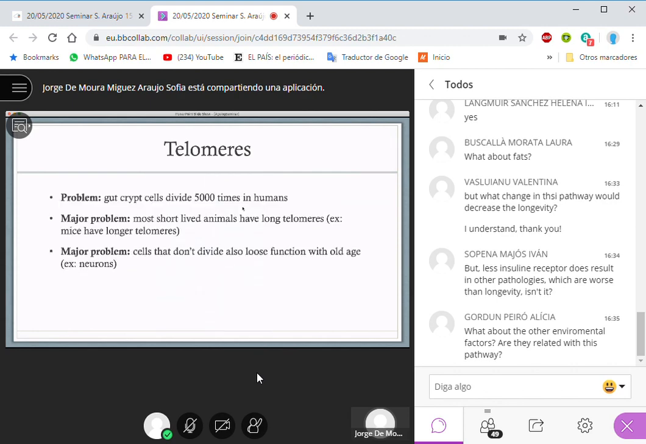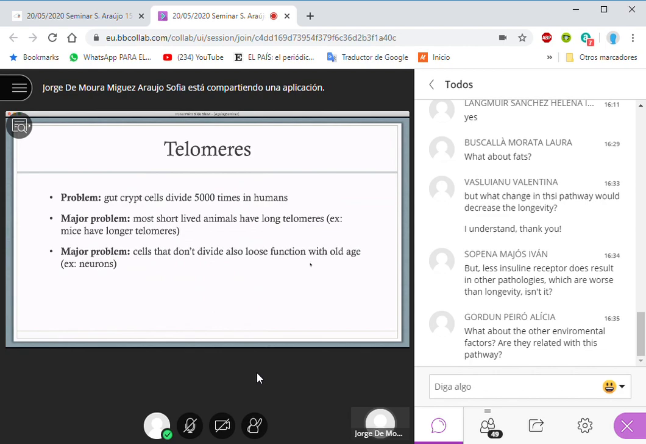But there are many problems. We have cells in our bodies that are affected very highly by chemotherapy, for instance, the ones that are dividing a lot, like the gut crypt cells. They will divide up to 5,000 times in humans, okay? They divide up to 5,000 times because they're the results of stem cells, and they keep rebuilding the same population of cells. We also know that most short-lived animals have very long telomeres. For instance, mice have much longer telomeres than humans, and they live much less. So the number of times that their cells divide does not correlate with the lifespan. And again, we have cells that don't divide that also lose function with old age.